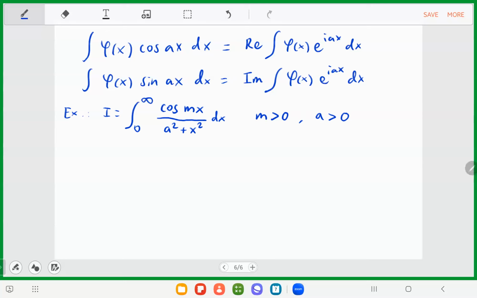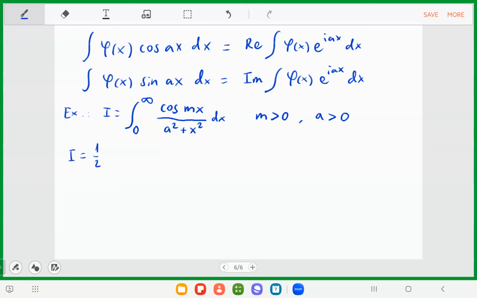Now, but the limits are not minus infinity and infinity. However, this is something that is always useful to check. We can check that this is an even function, right? The cosine of minus mx is the same as the cosine of mx, and minus x squared is the same as x squared. So going from 0 to infinity and from minus infinity to 0, I get the same value. So I is 1/2 of the integral from minus infinity to infinity.